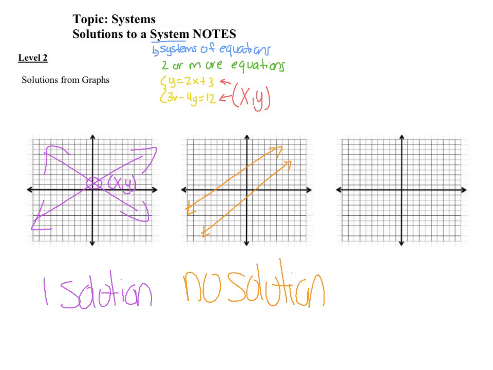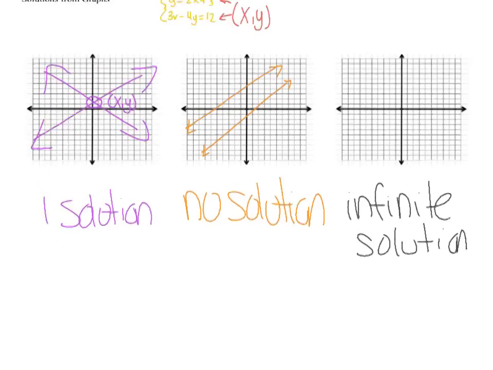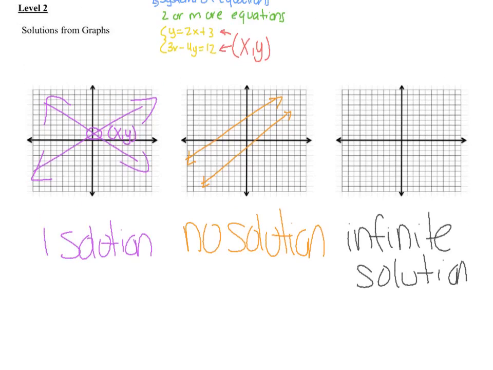And finally, we have something called infinite solutions. Infinite solutions is when you have a graph and then the other graph is right on top of it. So that means every point is a solution and it has infinite solutions.